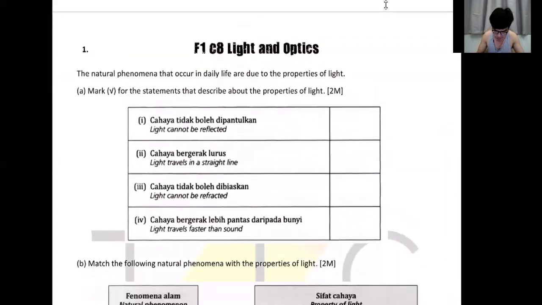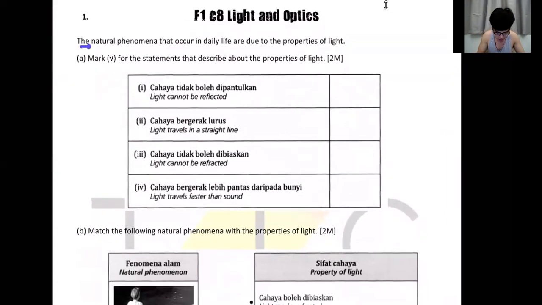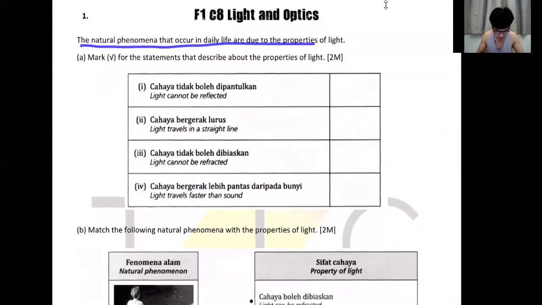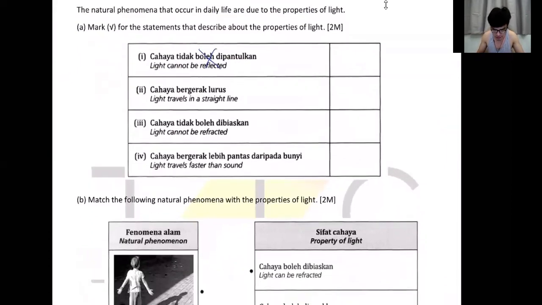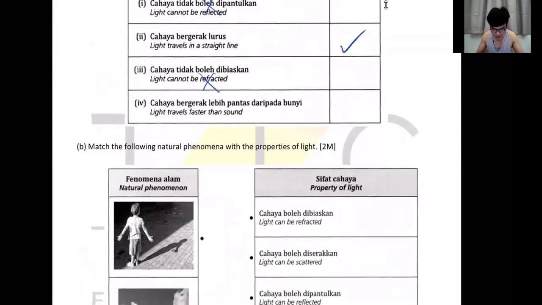This is page 2, light and optics. The natural phenomena that occur in daily life are due to properties of light. Mark the correct statement about the properties of light. Light cannot be reflected? Of course, this is wrong. Light travels in a straight line? Yes. Light cannot be refracted? No. Light travels faster than sound? Yes. That's why you see lightning before you hear thunder.